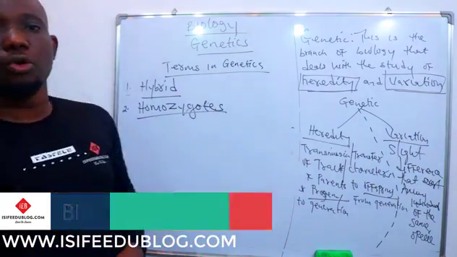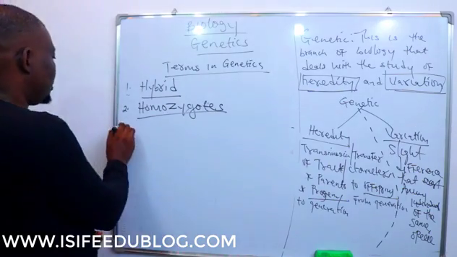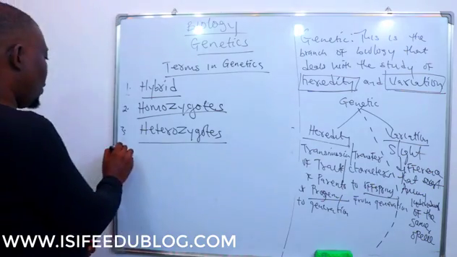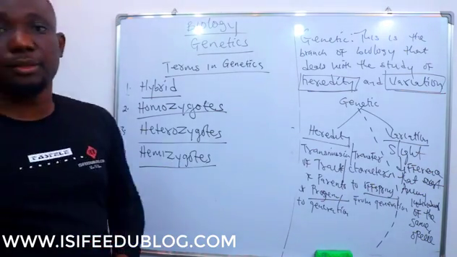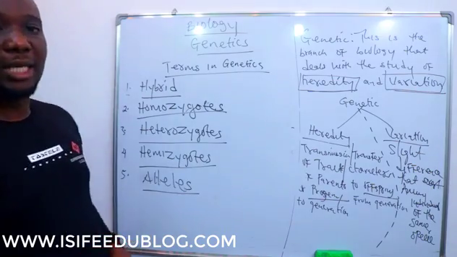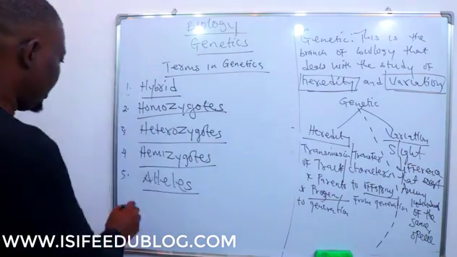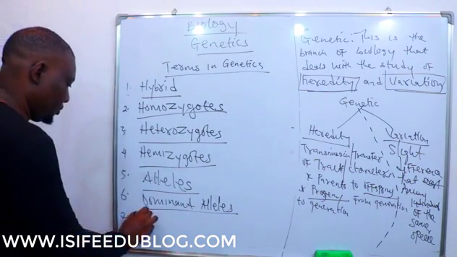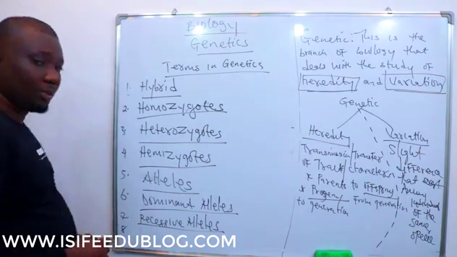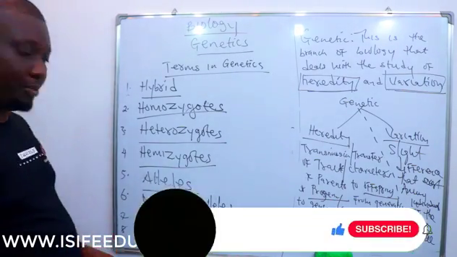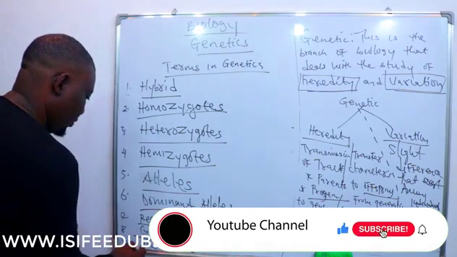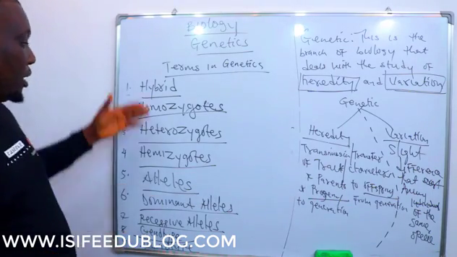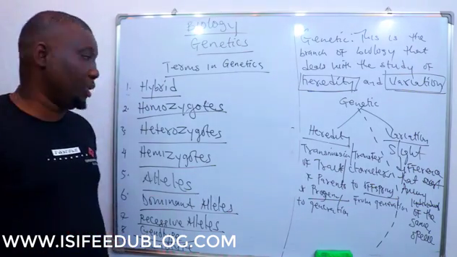2, homozygotes. 3, heterozygotes. 4, hemizygotes. 5, alleles. 6, dominant alleles. 7, recessive alleles. 8, genotype. 9, phenotype.